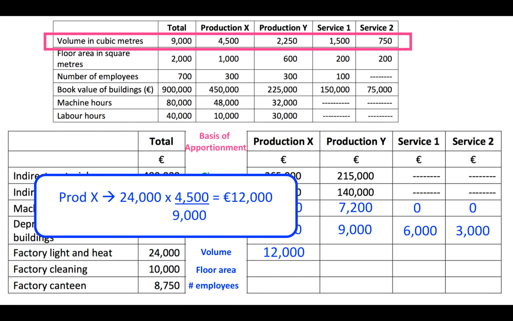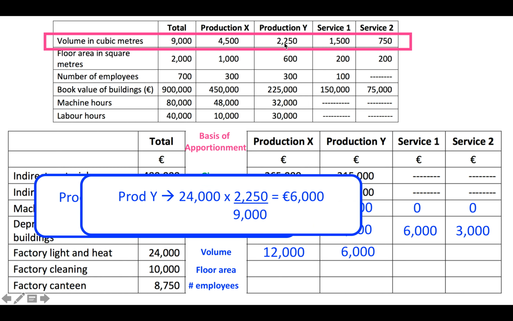Then factory light and heat. So we have volume in cubic meters as our basis of apportionment. So it's going to be 24,000 multiplied by 4,500 divided by 9,000, which is 12,000. Then production Y, 2,250 of the 9,000 meters cubed. So 24,000 multiplied by 2,250 divided by 9,000 is 6,000.